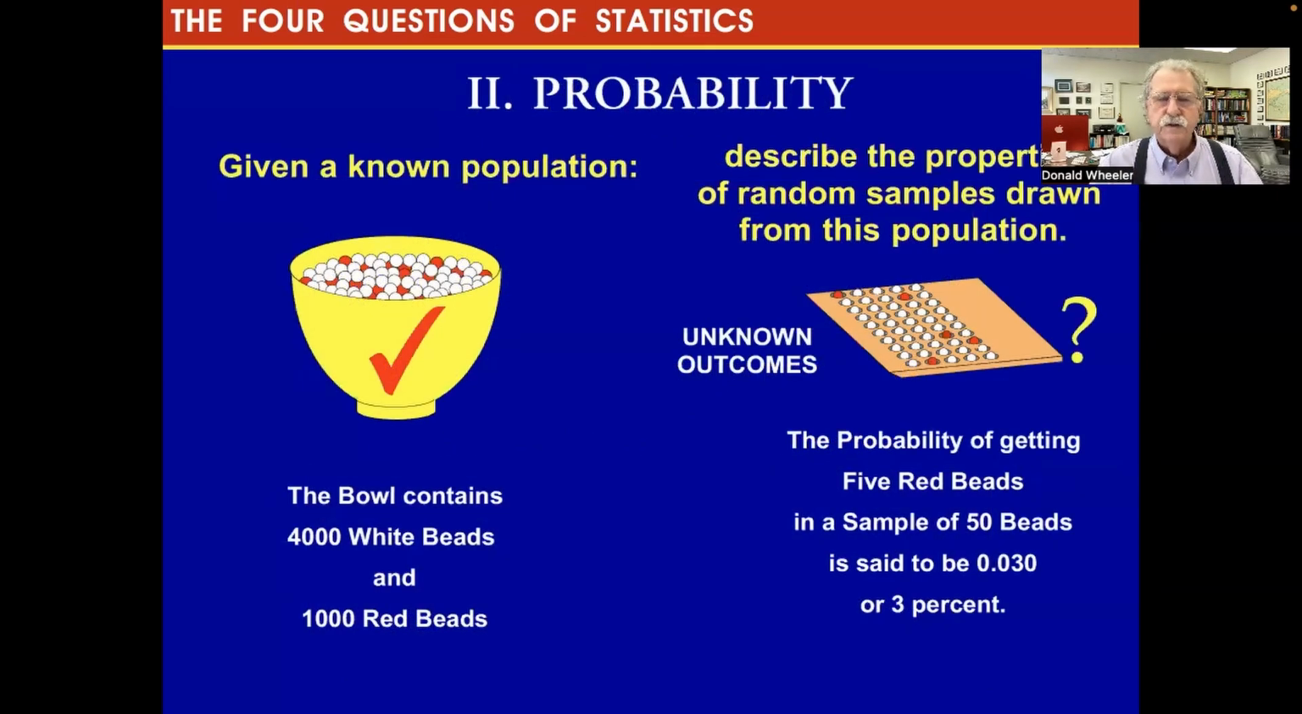The second question in statistics is probability. Given a known population, describe the properties of random samples drawn from this population. For example, the bead bowl here might have 4,000 white beads and 1,000 red beads. The probability of getting 5 red beads in a sample of 50 beads is said to be 3%. That's probability theory, figuring out the probability of various sample outcomes.